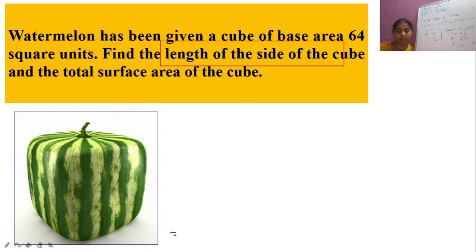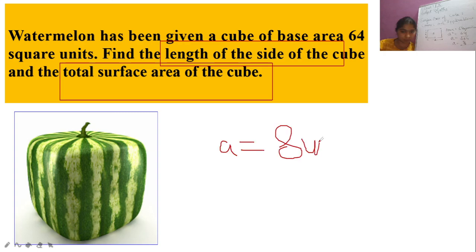Okay, now students, our second part we are going to do is the total surface area of a cube. So how will you calculate the total surface area of your cube? Do you have any idea? We get the side as 8 units. Okay, so now we are going to find out its total surface area.